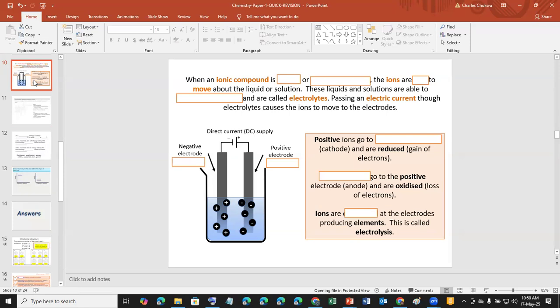Then flip it on the side of reduction. Reduction is the opposite of oxidation. So addition of oxygen for reduction will become removal of oxygen. Removal of hydrogen for oxidation will become addition of hydrogen for reduction. And then finally, loss of electrons for oxidation will become gain of electrons for reduction. Okay. So, did you get that? Yes. Okay. All right.